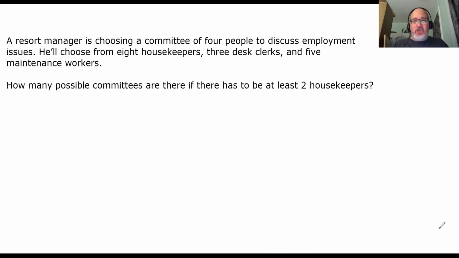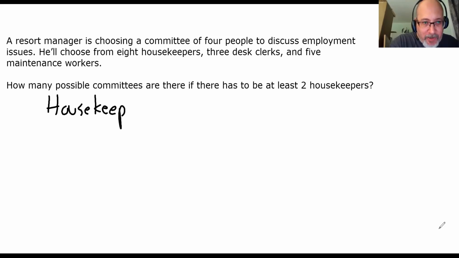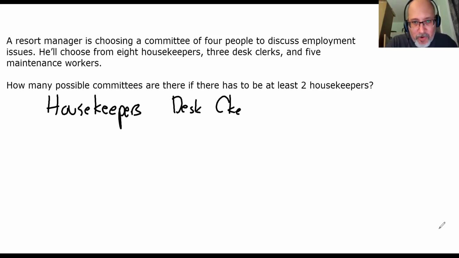We have to pick at least 2 housekeepers. So let's make a table of who we're going to pick to make this 4-person committee from the housekeepers, the desk clerks, and the maintenance workers.